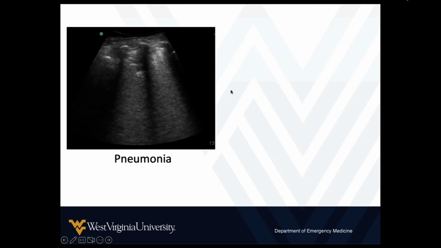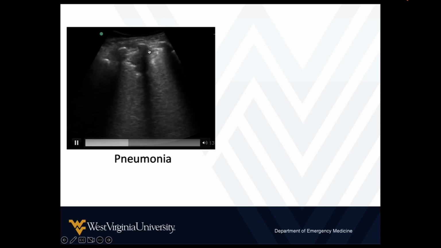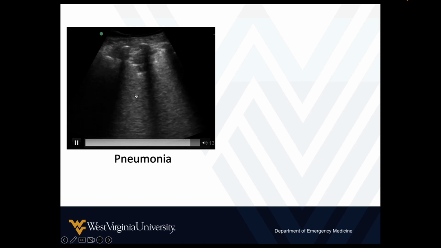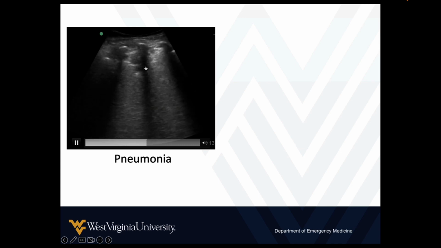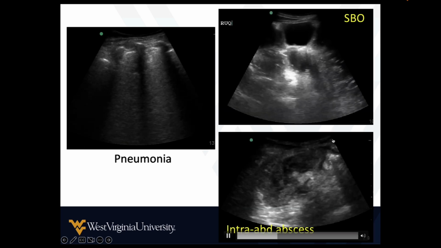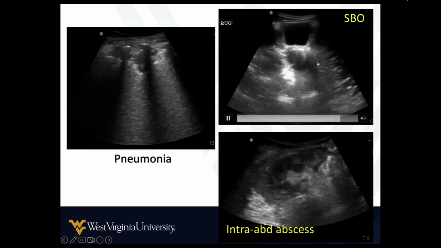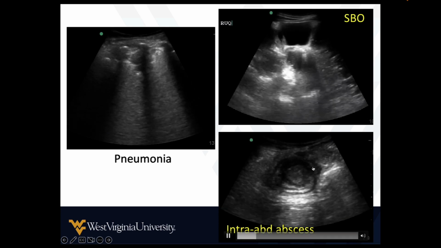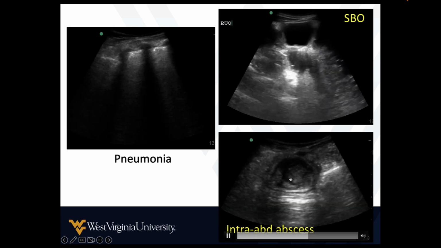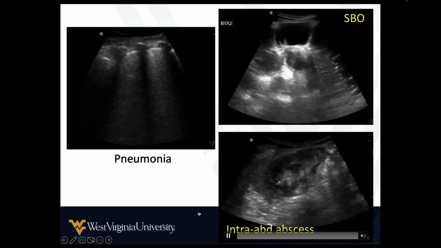Just a few more examples. This is pneumonia. So we see pleural line, a big subpleural lesion with B-lines all around it. There's some little air bronchograms in here. Some more intra-abdominal processes, small bowel obstruction. This is an intra-abdominal abscess. This one was again related to ruptured appendicitis.